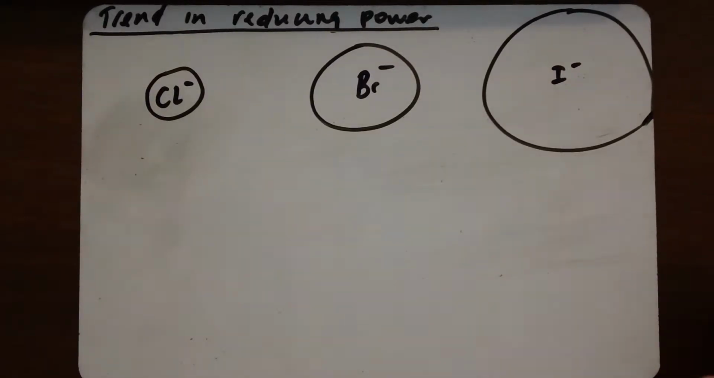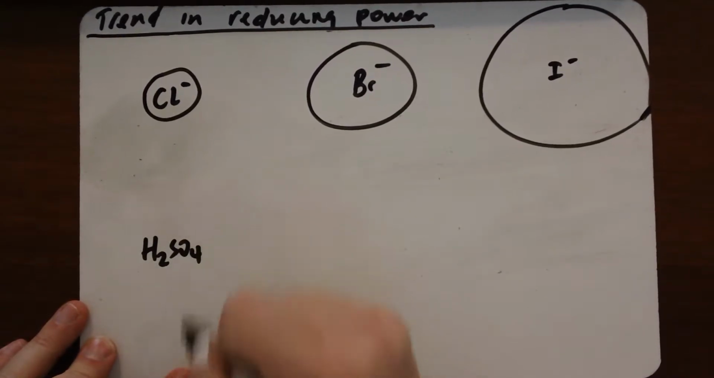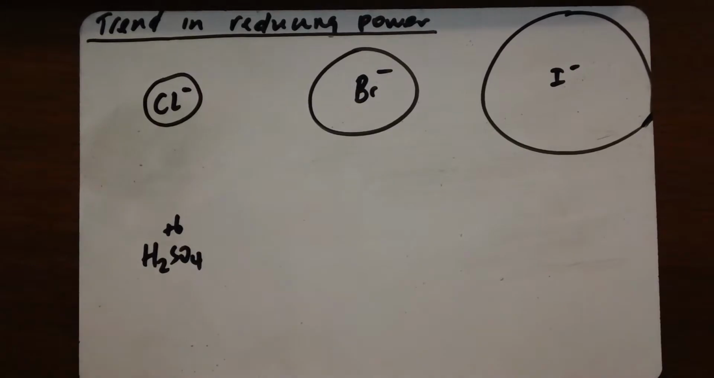So we're going to look at what the trend in the reducing power is of the halides now. Now, the term reducing power is the ability to give or force electrons onto another atom, in this case sulfur. Now, if we look at the sulfur in sulfuric acid to start with, it's a +6 oxidation state.